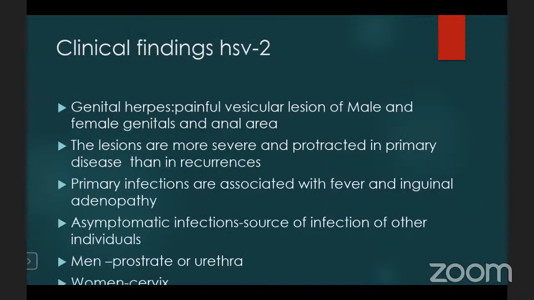Clinical findings of herpes simplex virus 2. Mainly it causes genital herpes. It is a painful vesicular lesion of male and female genitals and anal area. The lesions are more severe and protracted in primary disease than in recurrences. Primary infections are associated with fever and inguinal adenopathy. Asymptomatic infection is a source of infection of other individuals. In men, the prostate or urethra is affected, and in women, the cervix is affected.